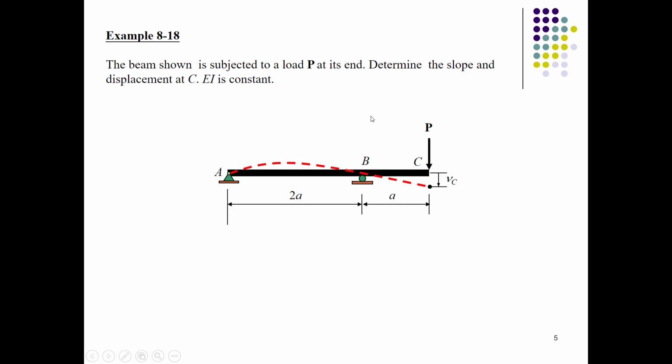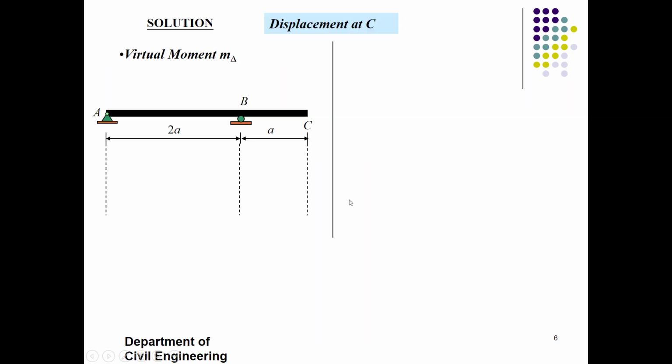So we want to find the displacement at point C. You must keep in mind that for the displacement you will apply the unit load, not a unit rotation. For the slope calculation, you must apply the unit rotation. In this case, we will apply the unit load of value 1 at point C. So 1 kilonewton is applied, and then we'll determine the support reactions.